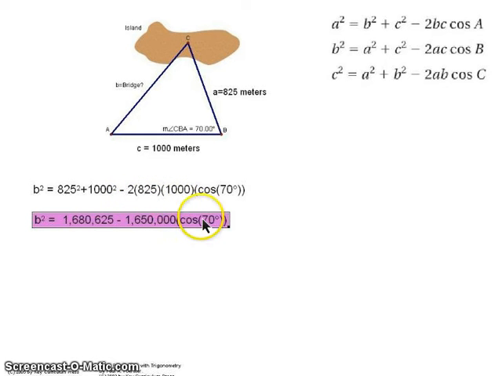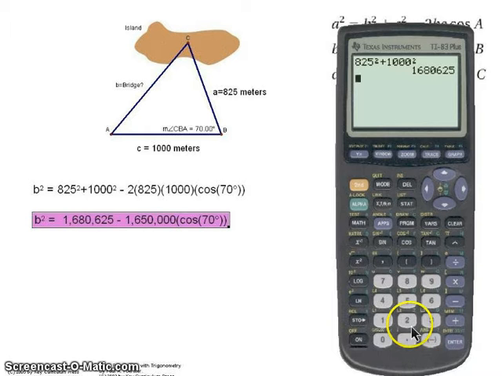I don't want to do the trigonometry yet. So on the other part, I took the 2 times 825 times 1,000. That gave me the 1,650,000. That's where this number comes from. And then times the cosine of 70 degrees. Strongly recommend doing this. It's going to make your life a lot easier.